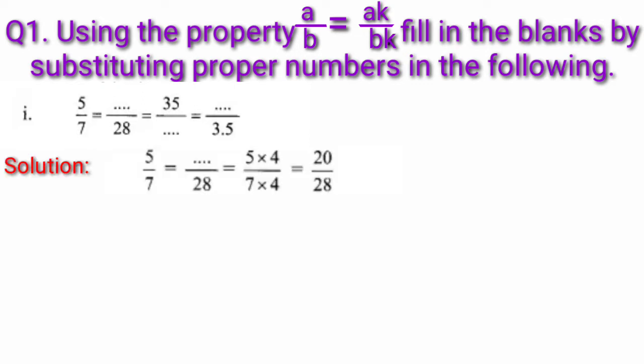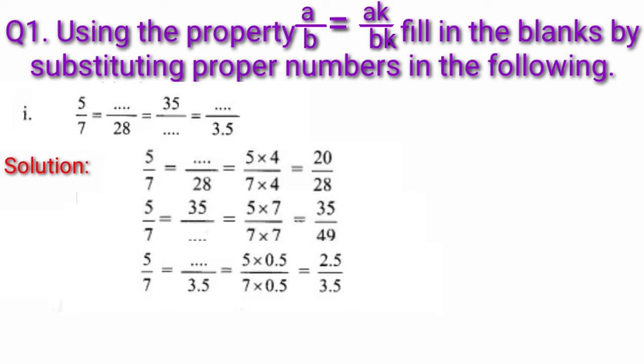Solution: 5 upon 7 is equal to fill in the blank upon 28. So 7 4s are 28. So is equal to 5 multiplied by 4 upon 7 multiplied by 4 is equal to 20 upon 28. 5 upon 7 is equal to 35 upon fill in the blank. So 5 multiplied by 7 is 35. So we will multiply by 7 in numerator and denominator. So is equal to 5 multiplied by 7 upon 7 multiplied by 7 is equal to 35 upon 49.